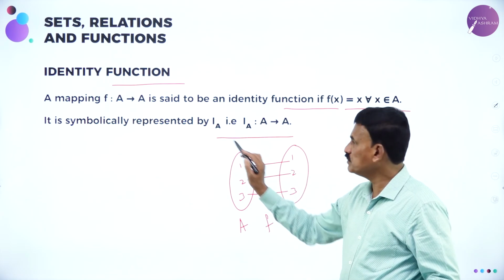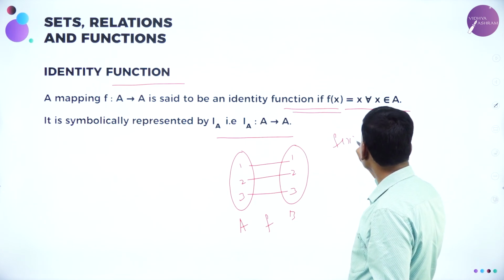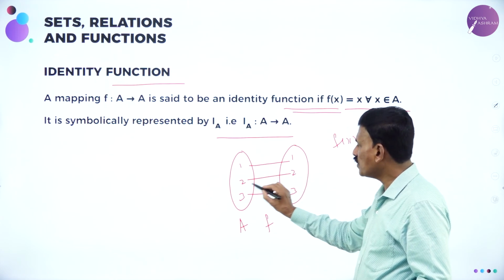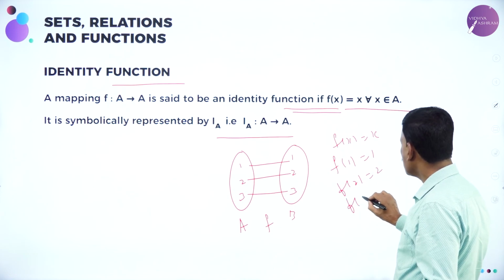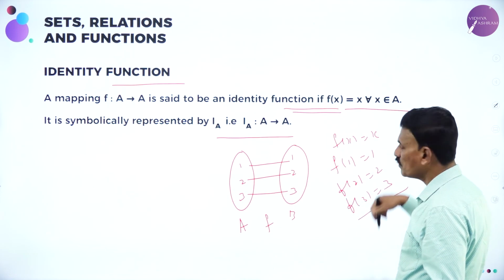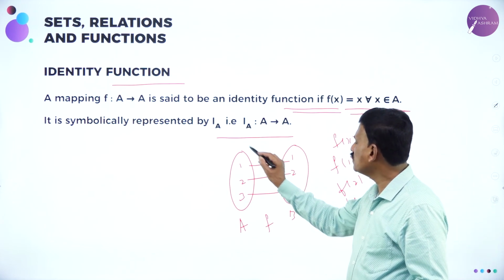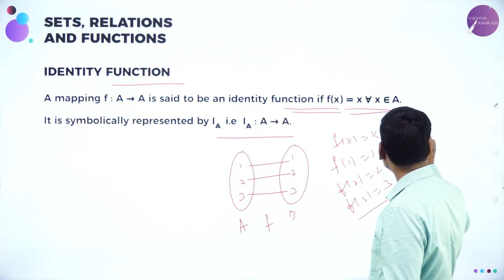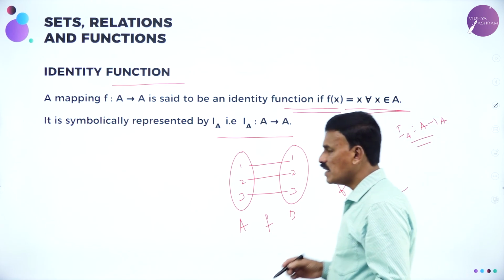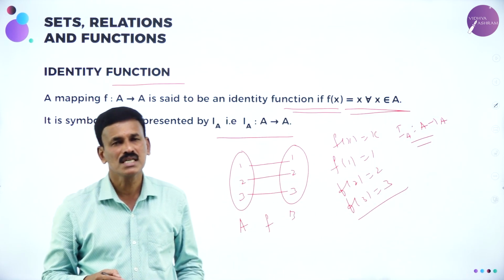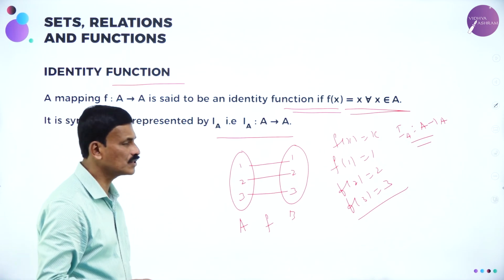A function from A to A is said to be an identity function if f of x is equal to x itself. f of 1 is equal to 1, f of 2 is equal to 2, f of 3 is equal to 3. f of x is equal to x for all x belongs to A is called an identity function. We represent it as I_A, identity function from A to A. That's it. Okay. Hope you follow.